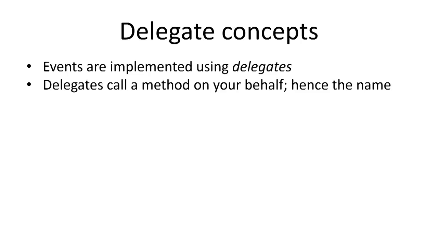All right, so what's going on here? I said before that events are implemented using something called a delegate. So I want to talk a bit about delegates. Delegates are objects whose purpose it is to call a method on your behalf. And so hence the name delegate, right? You delegate some authority to them. You say, I would like you to do this thing on my behalf.